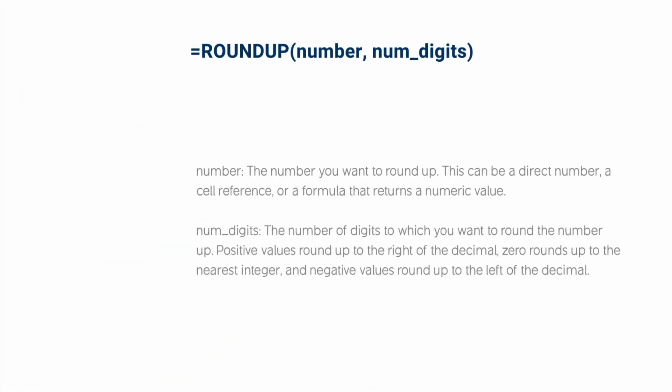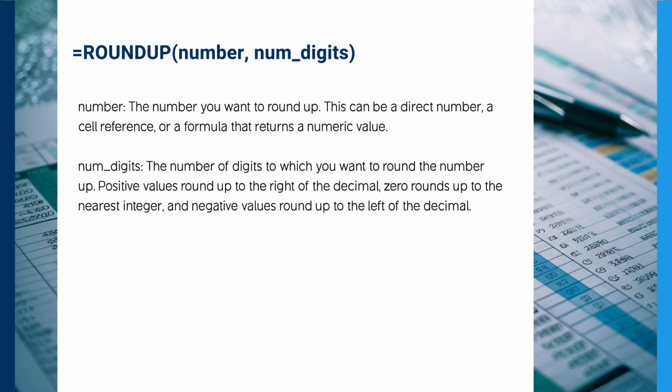Let's dive in. Here's what each part of the ROUNDUP function means. Number. This is the number you want to round up. It can be a direct number, a cell reference, or a formula that returns a numeric value. Num_digits. This specifies the number of digits to which you want to round the number. A positive value rounds up to the specified number of decimal places, 0 rounds up to the nearest integer, and a negative value rounds up to the left of the decimal point.